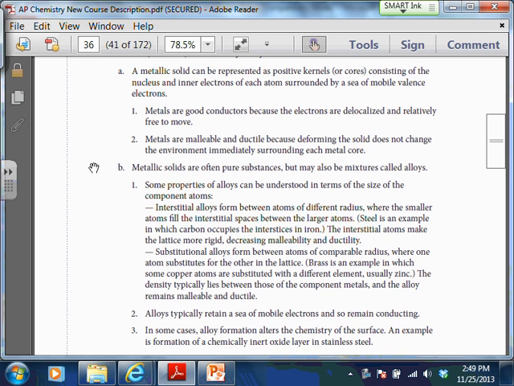Metallic solid can be represented as positive kernels. So if you want to think of it as popcorn, then there you go. Or cores. They might call it kernels or cores. You need to get used to that terminology a little bit. On the AP exam, or in the new AP curriculum, they seem to like to refer to the nuclei as a positive core. It kind of makes sense, but it's different terminology than we're used to. Consisting of the nucleus and the inner electrons of each atom surrounded by a sea of mobile valence electrons.